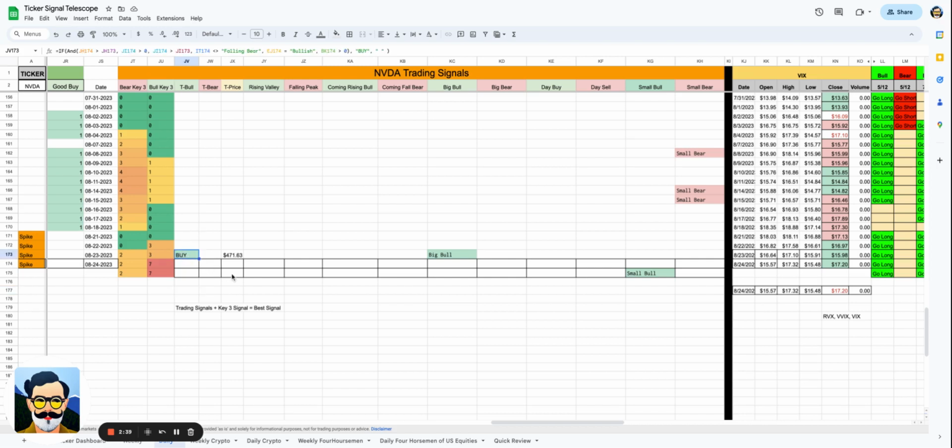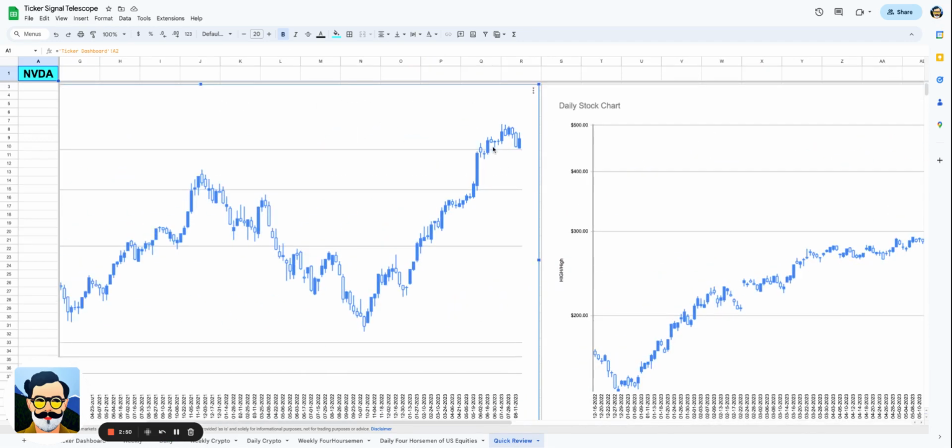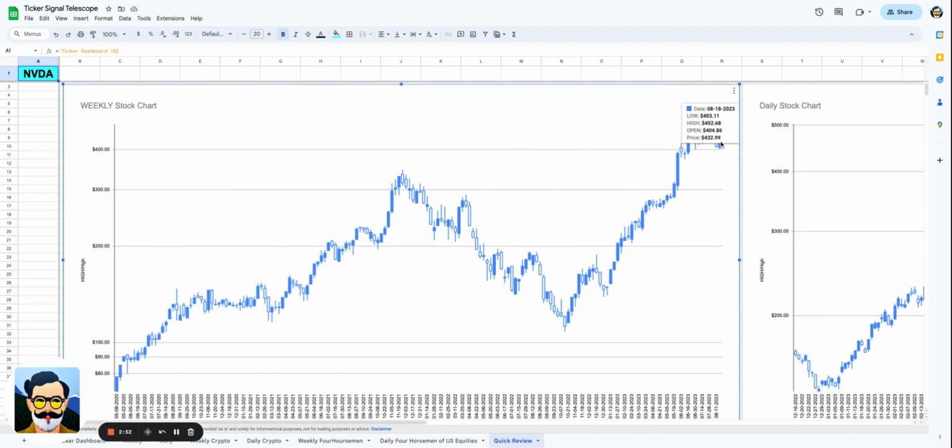So it did result in a buy signal that we have here. We've got a big bull showing up, a small bull showing up. We'll probably get more of those over the next few days. We can see in the chart that we've obviously broken out to what is now an all-time high. I mean, we're going to break out. This is the weekly chart that is only through last Friday.